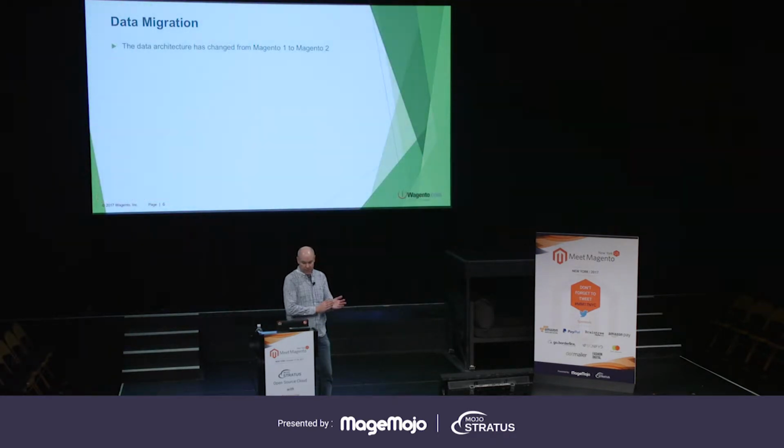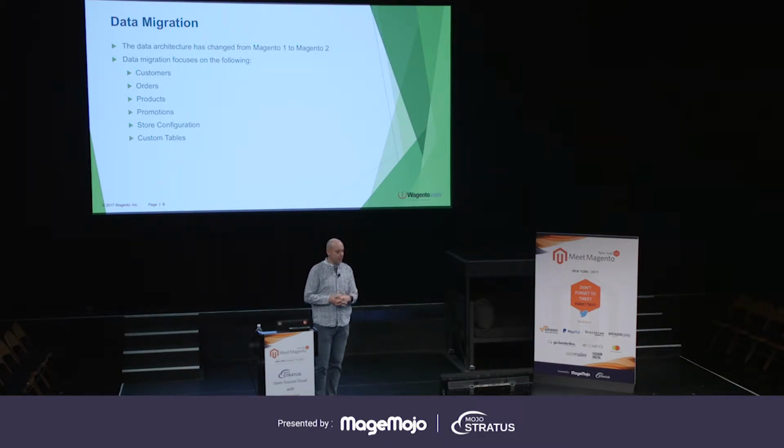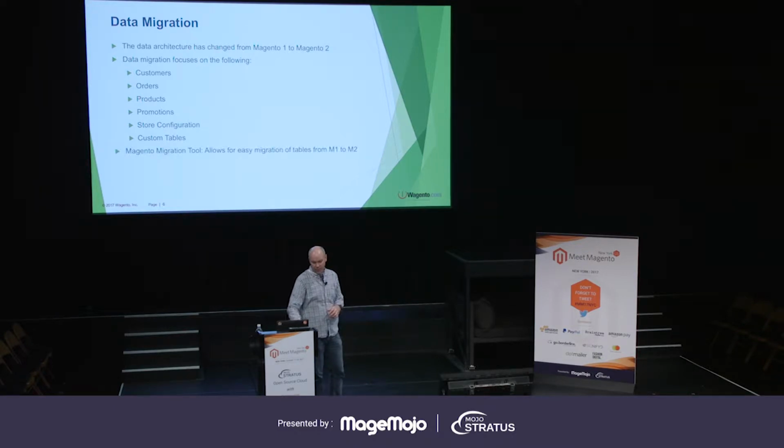Okay, so let's look at the migration. The big thing is that our data has changed from M1 to M2. There's not a direct path by just applying the upgrade like we've done in the past with Magento. There is a tool that allows us to upgrade Magento in stages. The migration tool looks at customers, orders, products, promotions, store configurations, and custom tables, which is nice. So when we're doing our migration, we can go through all your custom modules as well as your Magento core modules and follow that upgrade.